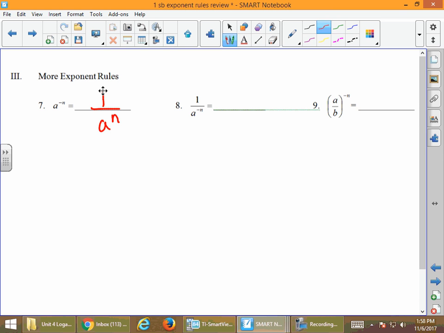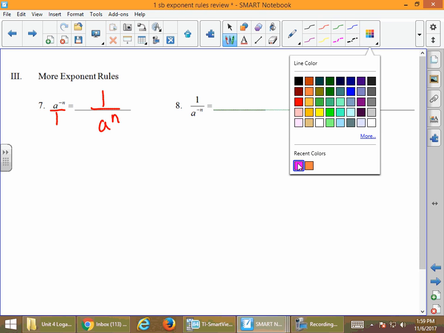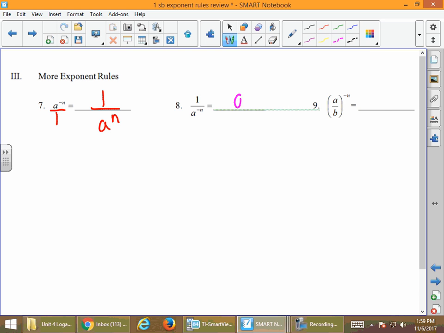And what I mean by flipping it, we could put this a to the negative n over 1, then we flipped it, so we took the reciprocal, and we changed the sign on the exponent. And it's the same here on number 8, the negative exponent's in the bottom of the fraction this time, but we can still flip this so it becomes a over 1, and then we change the sign on the exponent, and no, we don't need to write the 1. So 1 over a to the negative n is just a to the n.